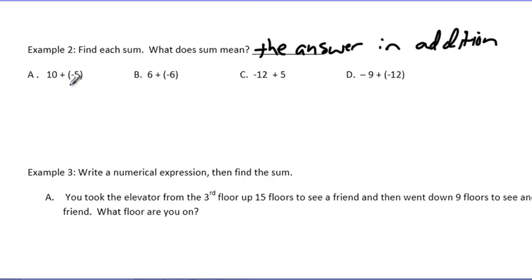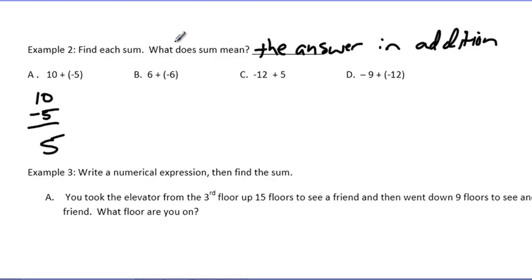Looking at A, the first thing I'm going to ask myself is, do I have the same sign or different signs? These are different signs, so I'm going to subtract the smaller from the larger. I am not going to pay attention to any signs when I do this. We're talking absolute values only. I subtract the absolute values of those two numbers, and I get 5. Then I say, we know 10 is bigger, 10 is positive, so my answer is positive. You don't need to write a positive sign when your answer is positive. Moving on to B, once again we see a positive 6 and a negative 6.